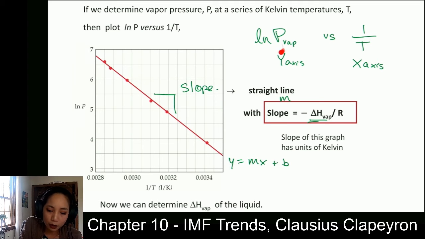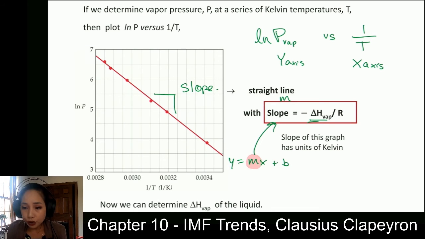But because we said y is ln of vapor pressure and x is 1 over T, our m value here is our slope. Depending on what your slope is, you just have to multiply your slope by our R value, the correct one, and take the negative of it. And you can calculate the enthalpy of vaporization of an unknown liquid. So that is the Clausius-Clapeyron equation.